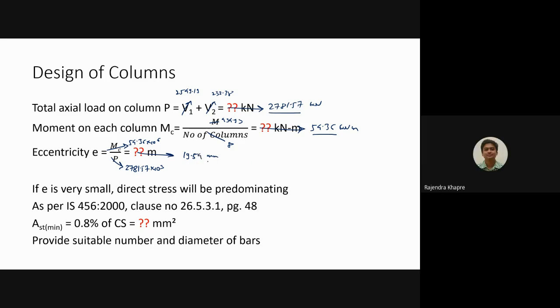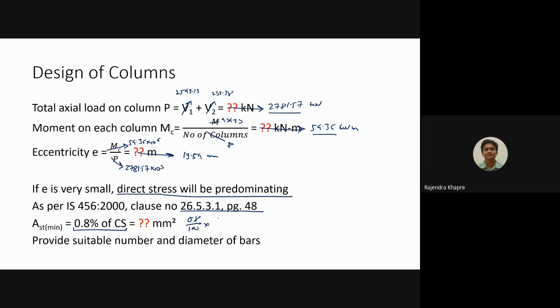Okay, so 19.54 mm is very very less, because if you see the diameter of the column we have assumed this as 650 mm. So in respect to that it is very very small. So since it is very very small, the direct stress will be the predominating force in the design, and for this purpose we have to design the column for the actual load only. And the AST minimum you can provide as 0.8% of the cross section area. This is as per IS 456 2000 clause number 26.5.3.1 page number 48.